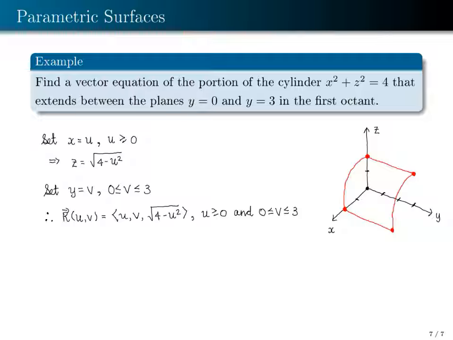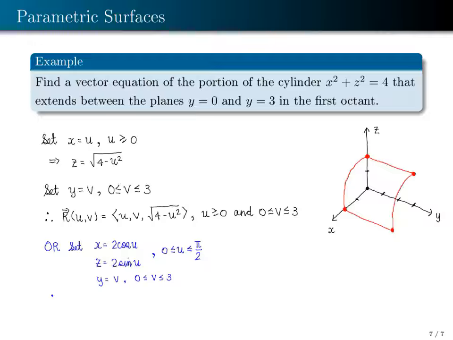A significantly different parameterization of the portion of the cylinder is as follows. The fact that the curve x squared plus z squared equals 4 in the xz plane is a circle suggests that we can set x equals 2 cosine of u and z equals 2 sine of u, which clearly satisfies the equation x squared plus z squared equals 4. We impose the restriction that u is greater than or equal to 0 but less than or equal to pi over 2, so that we only obtain the portion of the cylinder in the first octant. Finally, we again set y equals v, where v is in the closed interval 0 to 3.